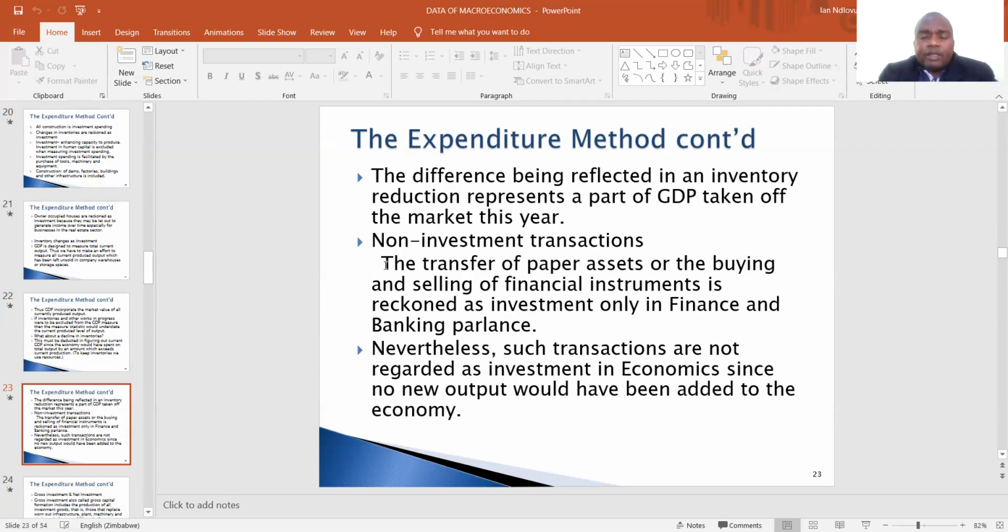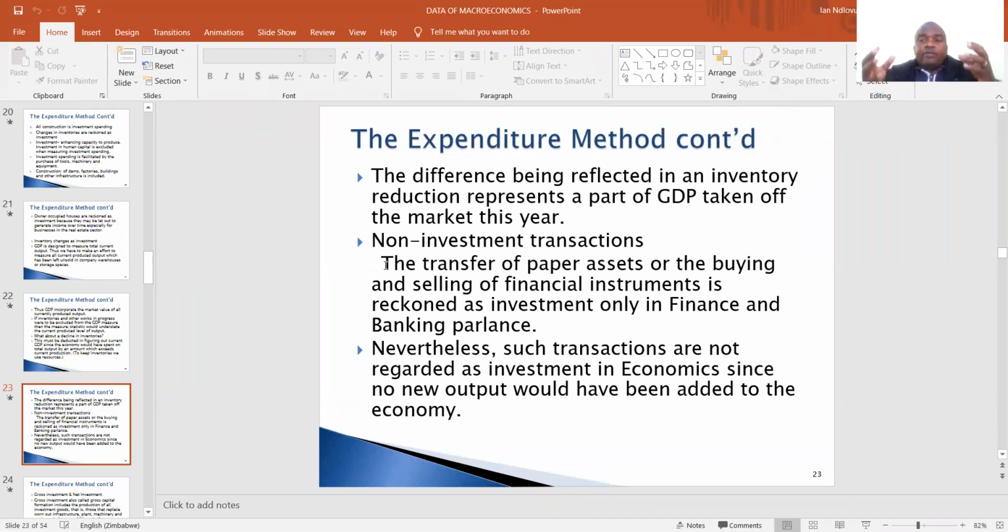The difference being reflected in an inventory reduction represents a part of GDP taken off the market this year. How about non-investment transactions, which I've already alluded to? The transfer or investment in paper assets or the buying and selling of financial instruments, whilst it's reckoned as investment in banking and finance parlance or terminology, is not reckoned as investment in economics.